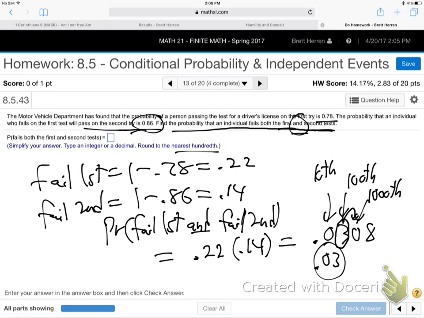Questions on that one? So and is multiply, huh? And is multiply. But this one we had to do the 1 minus, 1 minus. It was a little tricky. So they take practice.